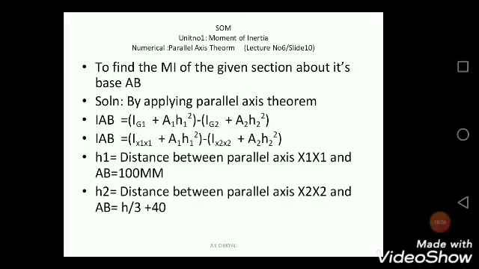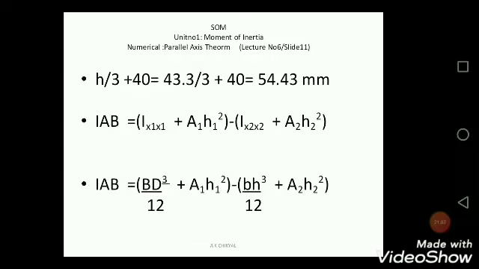H2 is equal to distance between parallel axis x2 and axis AB, which is equal to h divided by 3 plus 40. Here h is equal to height of triangle section, which is divided by 3 plus 40. I hope this is clear. Now let's solve the numerical. H by 3 plus 40 is equal to, here we have already found h is 43.3. 43.3 divided by 3 plus 40 is equal to 54.43.